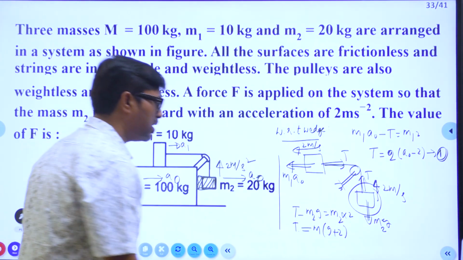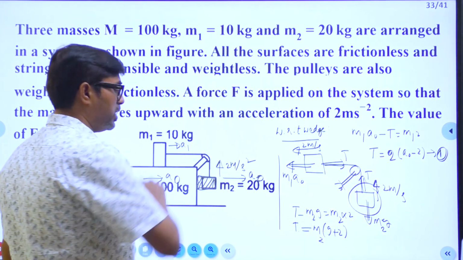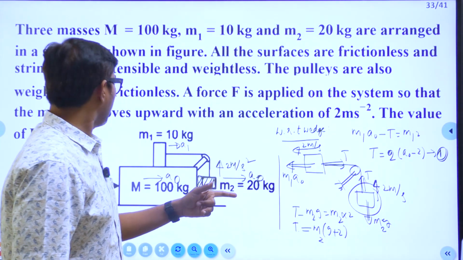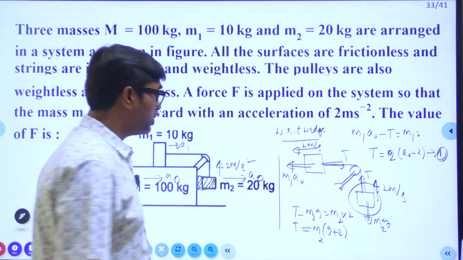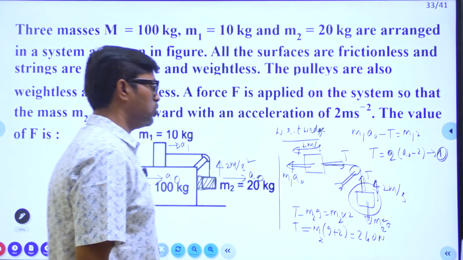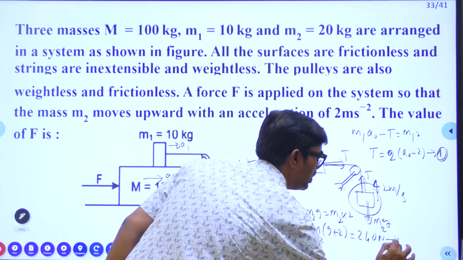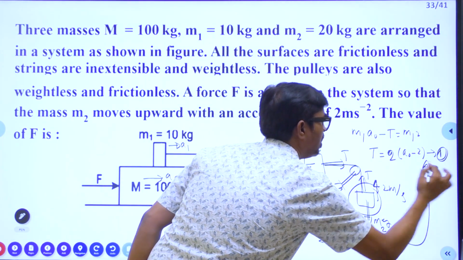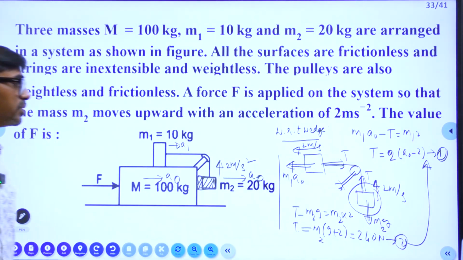So this way I can calculate. m2, how much they had given? 20, g is 10, 10 plus 2 is 12, 12 into 20, 240 Newton. So tension I got is 240 Newton, that is the second equation I have. The moment I have tension here, I can calculate a0.